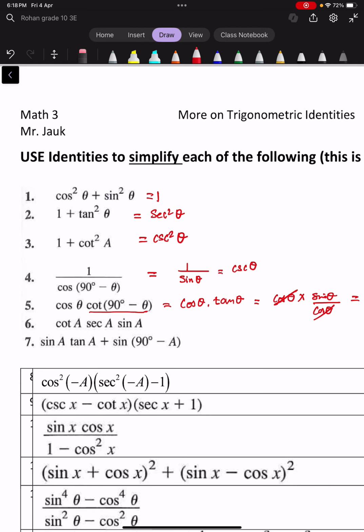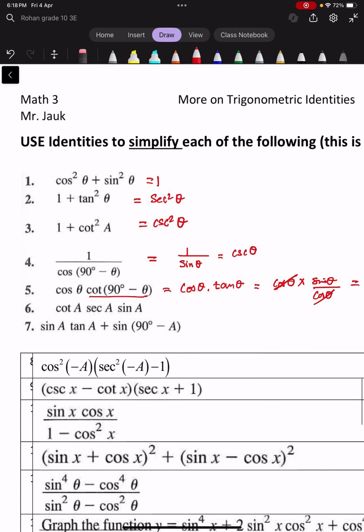So let me get the identities out. These are all of them. So I need to memorize this, by heart. Okay, so what is the idea?